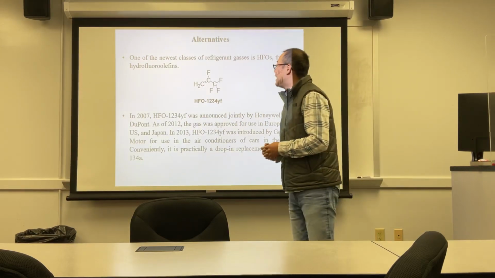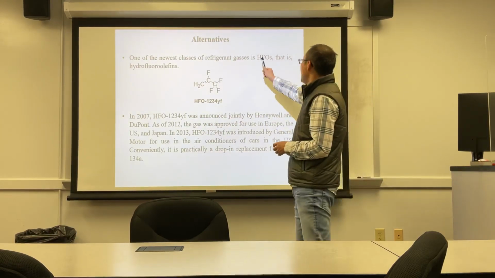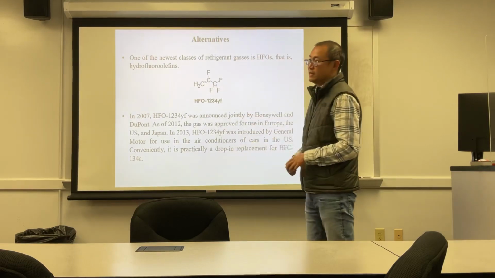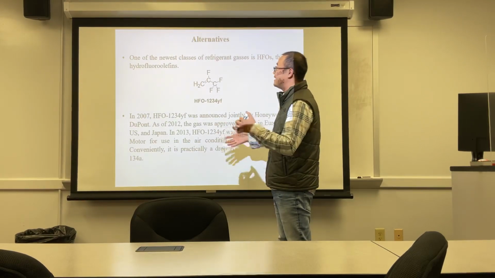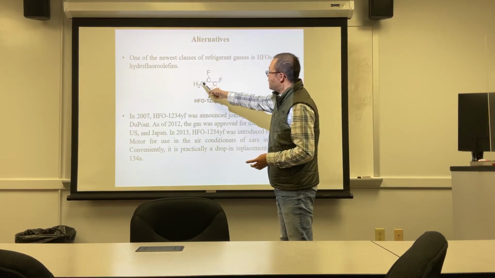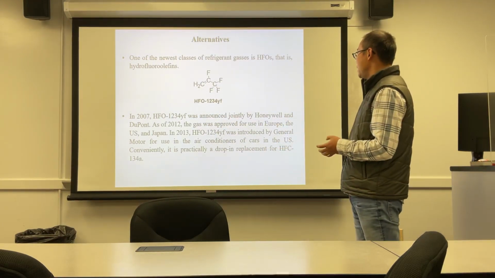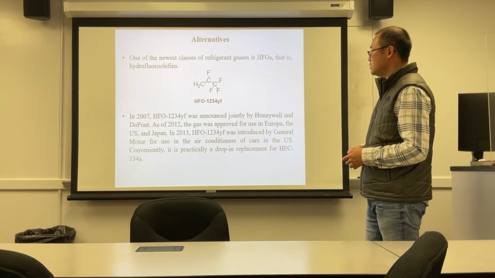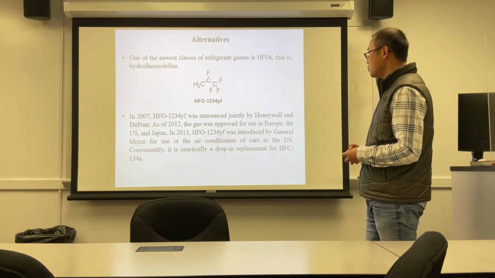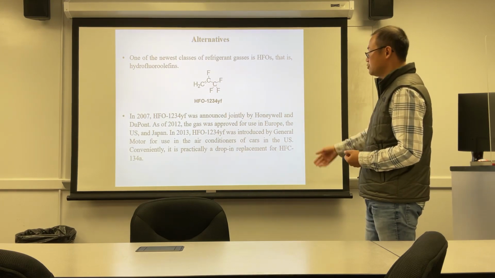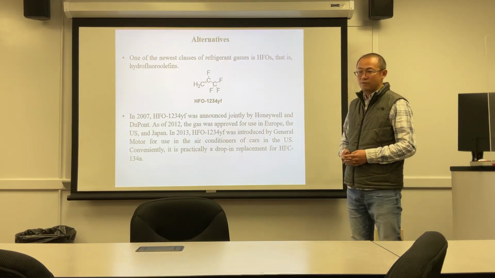One of the newest classes of these alternatives is called HFOs, which stands for hydrofluoroolefins. Olefins have the C=C double bond structure. You call it an alkene, but we call it olefins. It has hydrogen and fluorine. This is one of the examples. Honeywell and DuPont co-announced the invention of this alternative, which is approved for use in Europe, the US, and Japan. It was introduced later on, and it is one of the newest generation of alternatives for F-gases.